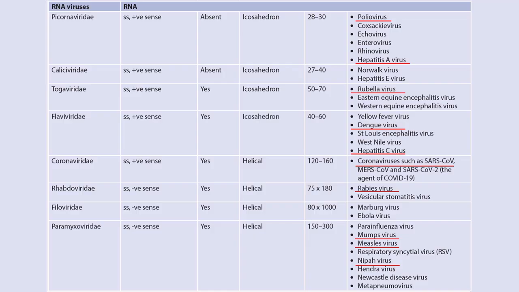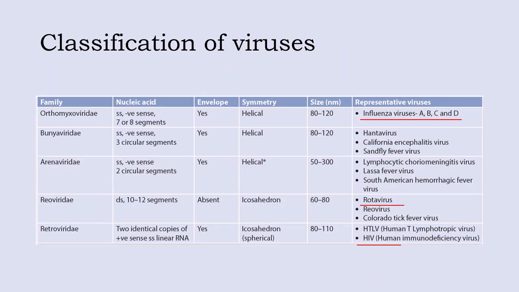The rhabdovirus, which is the rabies virus. Filoviridae, the important one is the Ebola virus. Paramyxoviridae, the most important members are the mumps virus, measles virus, Nipah virus, and the Hendra virus family. Orthomyxovirus, the influenza virus A to D. You have the Bunyaviridae, the hantavirus, and the Arenaviridae, which is your Lassa fever and others.